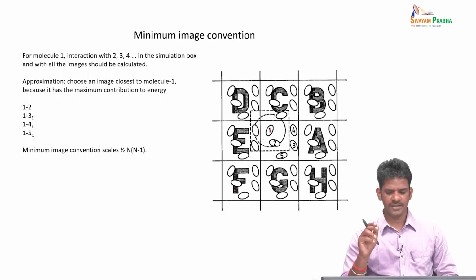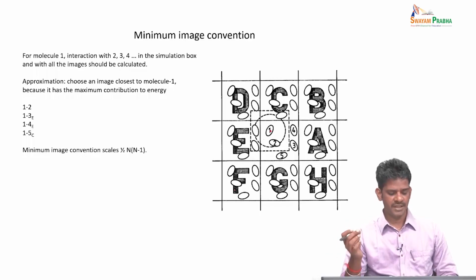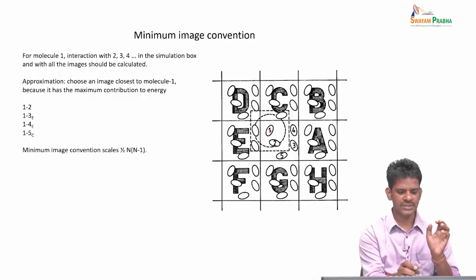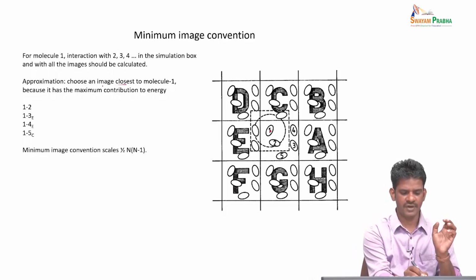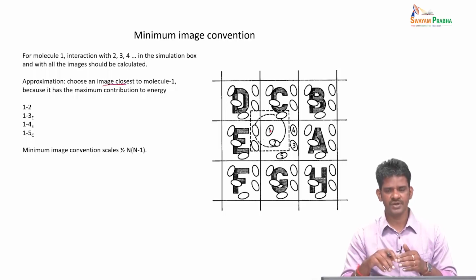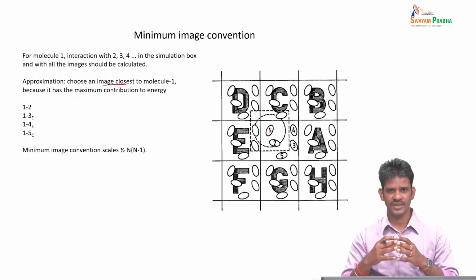However, to speed up the computation and minimize the computing time, an approximation is made which basically says that instead of looking at interaction with all the images, we will just take only the closest image of a molecule, so that we will have the maximum contribution in energy, because most of the time the interaction energy quickly falls. Like Lennard-Jones, it goes as 1 by r to the power 6. So the most important contribution will come from the closest image rather than an image sitting far away.